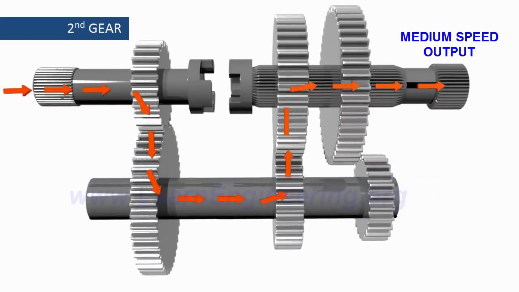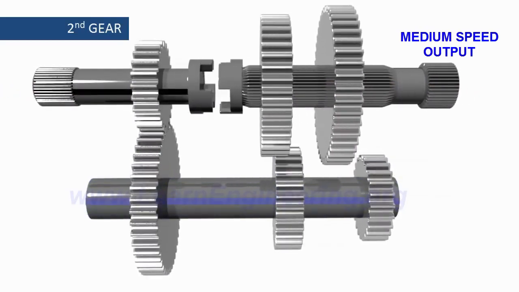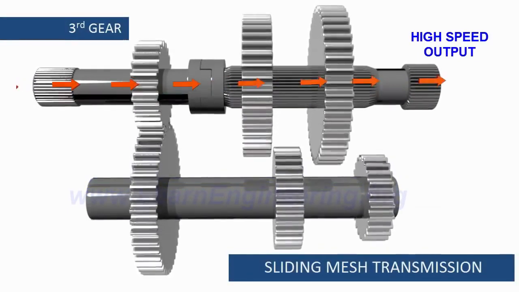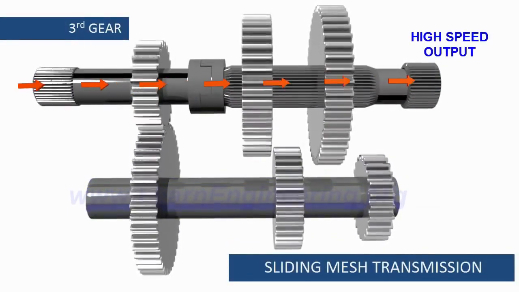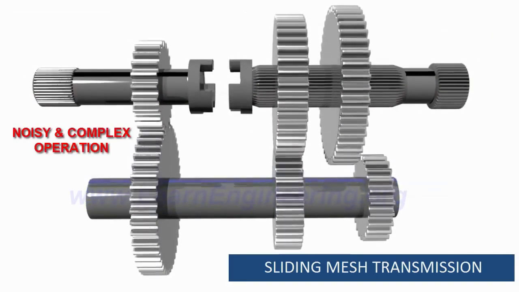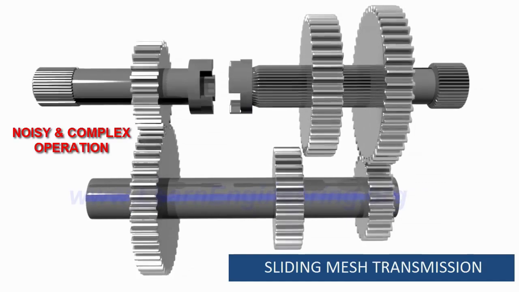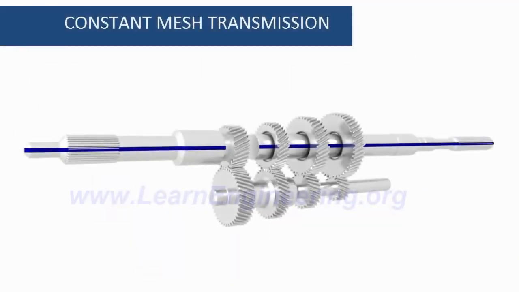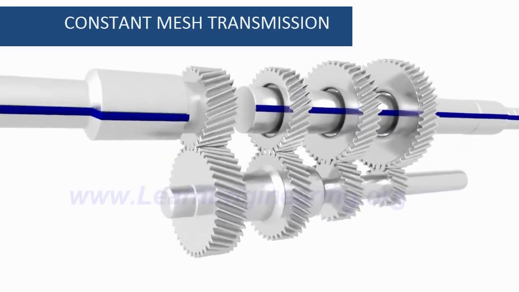This transmission is more specifically called a sliding mesh transmission. They are good for controlling the speed, but they have an inherent disadvantage. It's quite tricky to slide from one gear and engage with another gear. The constant mesh transmission permanently solves this problem.